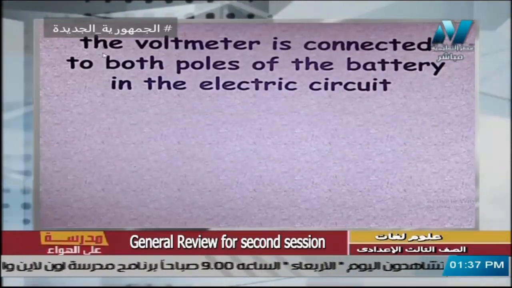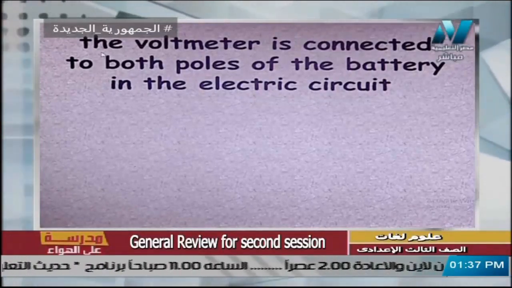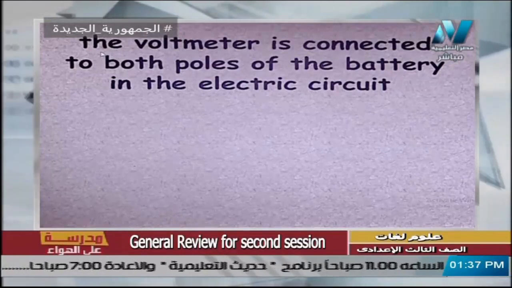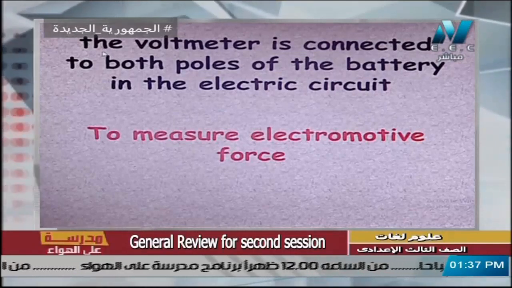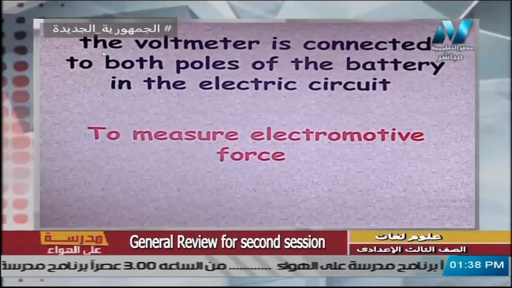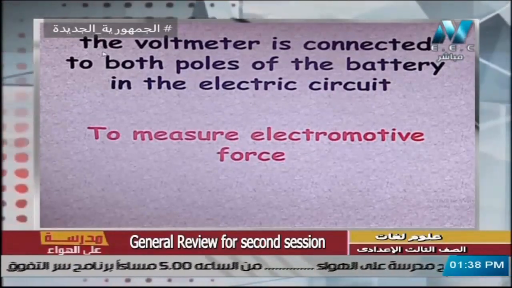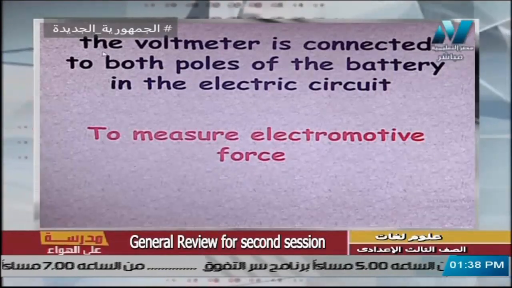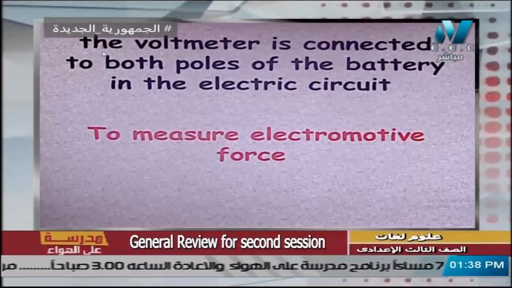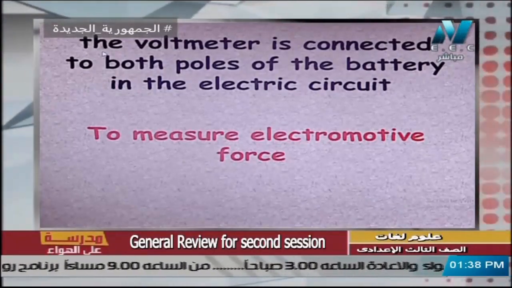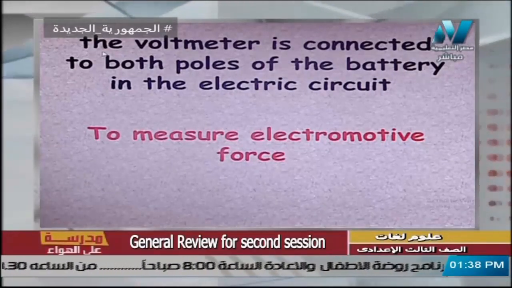The voltmeter is connected to both poles of the battery in the electric circuit. الفولتميتر بنوصله في الباتري للسيركت. ليه؟ اكيد عشان يقيس electromotive force. يبقى الفرق لما اوصل الفولتميتر للباتري او للدايره ككل؟ للباتري بس يبقى هقيس بيها EMF للباتري تحديدا، لكن الدايره كلها انا هقيس بيها potential difference، فرق الجهد في الدايره كلها. The voltmeter is connected to both poles of the battery in the electric circuit to measure the electromotive force.